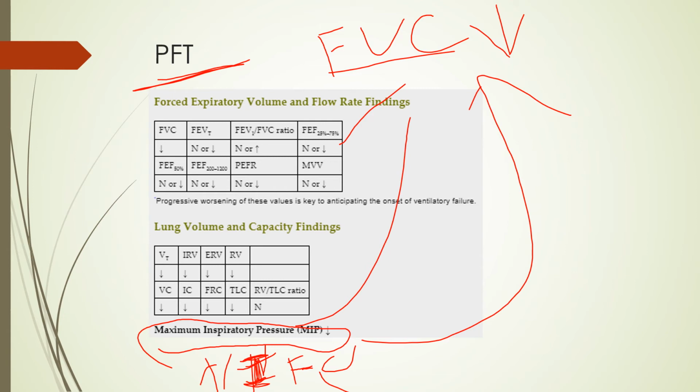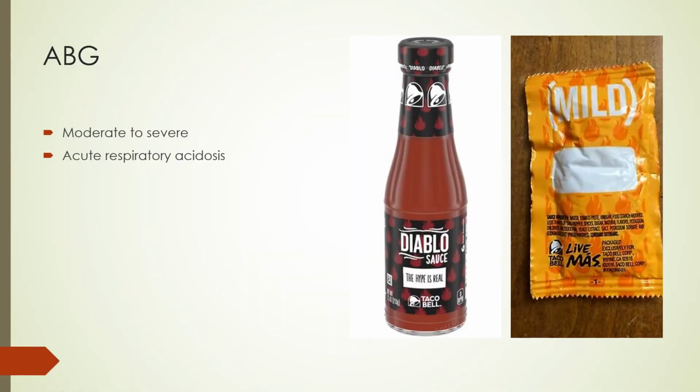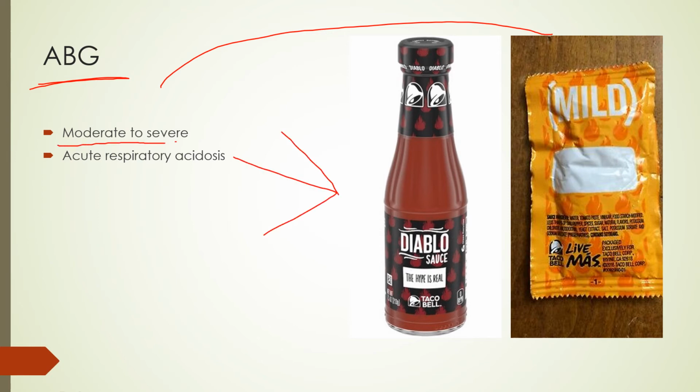All right, so on a blood gas, if this is a mild issue, we're going to have a normal ABG, just like we've seen with Guillain-Barré. That's not going to change because this patient hasn't had their diaphragm affected yet. It's when their diaphragm is affected that we go into the moderate to severe category, which is going to be that acute respiratory acidosis, right?